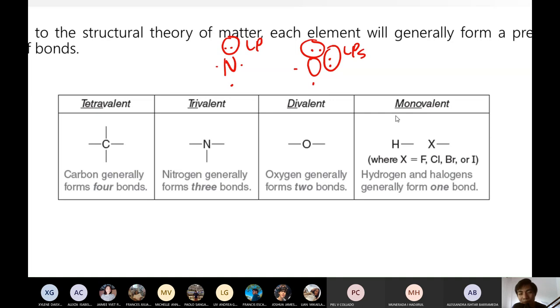And next one is the monovalent. So from the word monovalent, meaning nun ay isa lang yung pwedeng dumugtong sa kanila, because may isang unpaired electron na pwede dugtungan.